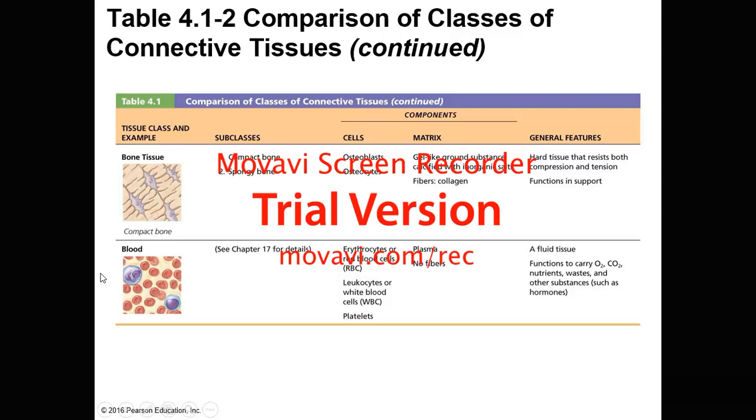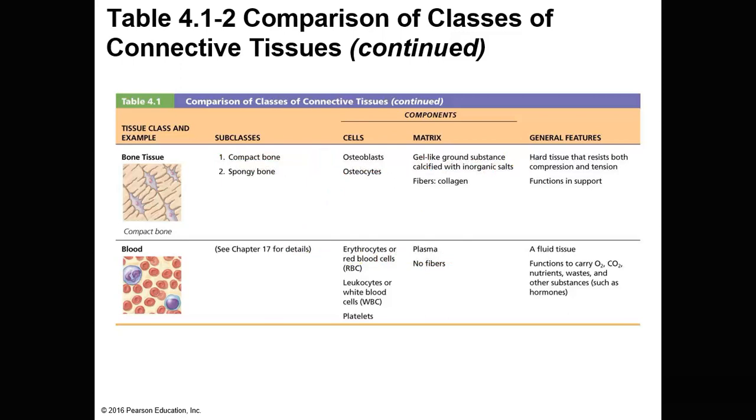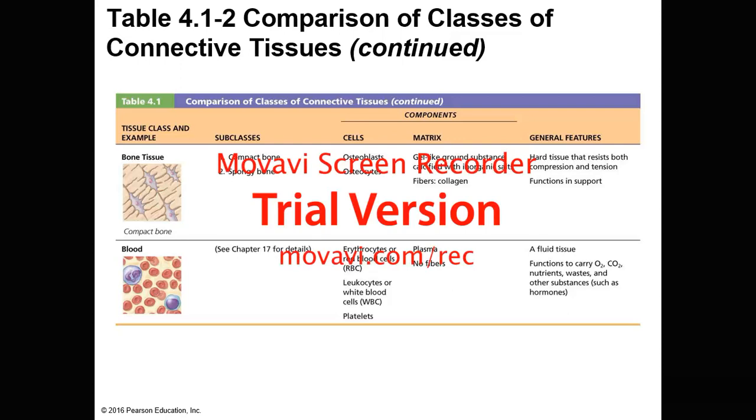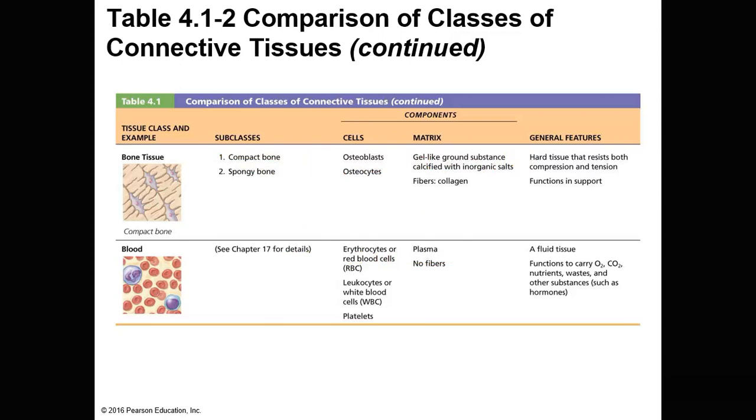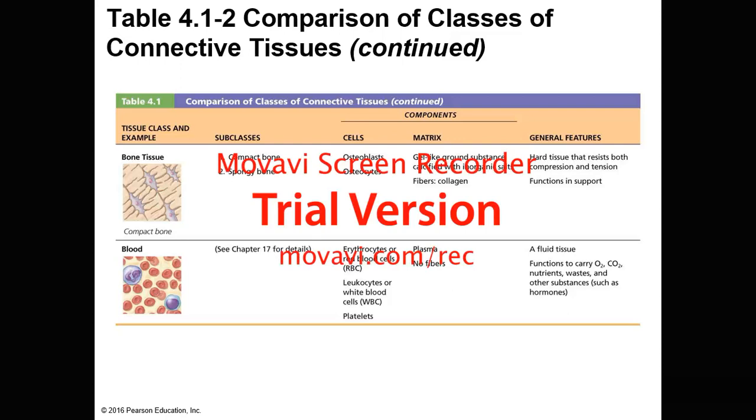All right, so bone tissue subcategories: compact bone and spongy bone. And again, the name gives you a very good picture of what they are. All right, obviously compact bone is going to be compact compared to spongy bone. Think of a sponge with spongy bone. With a sponge, you have a lot of airy spaces. Okay, the cells: osteoblasts and osteocytes. Matrix, gel-like ground substance calcified with inorganic salts. All right, fibers are collagen. And bone is hard tissue that resists both compression and tension, functions in support.